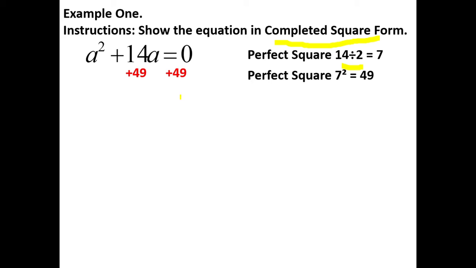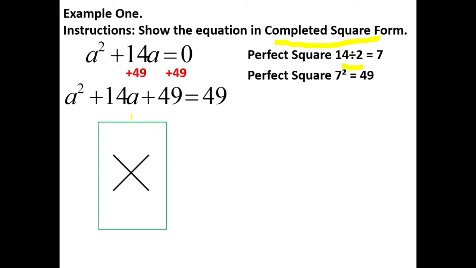Well, 0 plus 49 is just 49. So on this side of the equal sign, you get 49. And on the other side, you get a quadratic equation that we can solve. We put it into a puzzle box and we can solve it, because it's got all 3 terms. It's got the a squared term, the variable squared. In the middle, it's got a constant, 14 times the variable. And our last term is just a constant, 49.